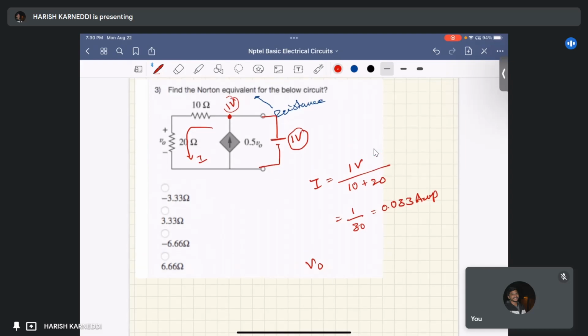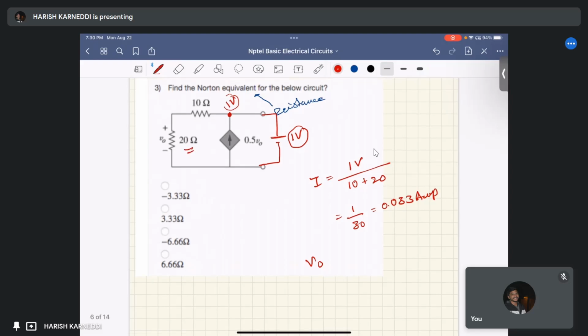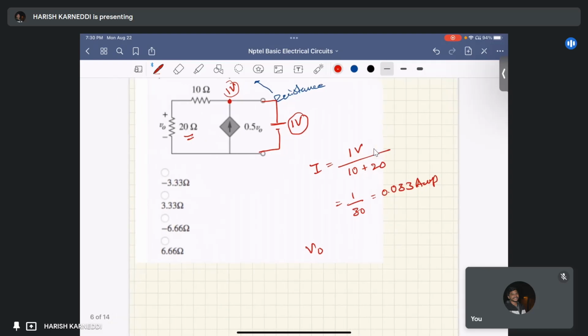V naught in the circuit is the voltage across this 20 ohm resistor. We know the current through this 20 ohm resistor is 0.033 amp, so we can find V naught simply from Ohm's law, I into R. Here the resistance R is 20 ohm, and the current through it is 0.033 amperes.